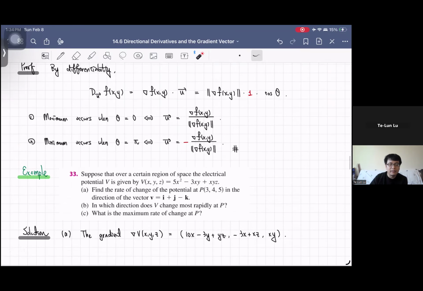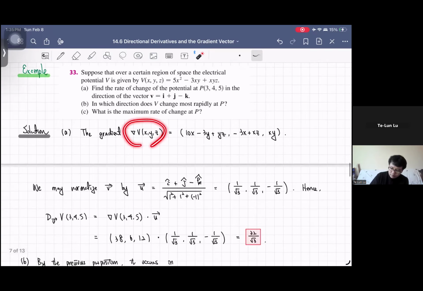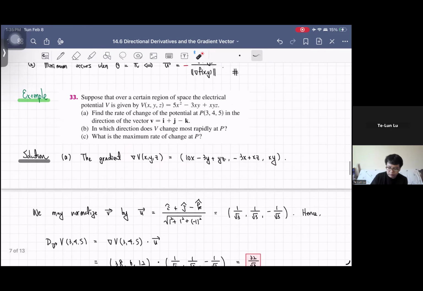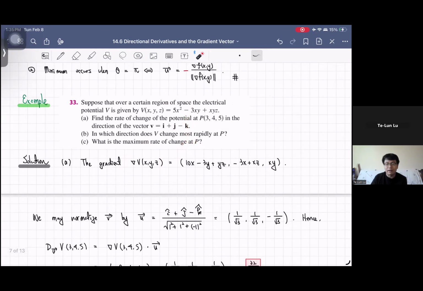Okay, so here is an example from the textbook. We have an electric potential function, basically given by V(x,y,z) = 5x^2 - 3xy + xyz. For part A, they want us to find the rate of change of the potential at the point (3,4,5) in the direction of v. So basically, I want to rephrase this: rate of change is just differentiation, okay? So in this case, we first compute the gradient, which is this. There's no big deal in this. It is a direct approach of differentiating polynomials.